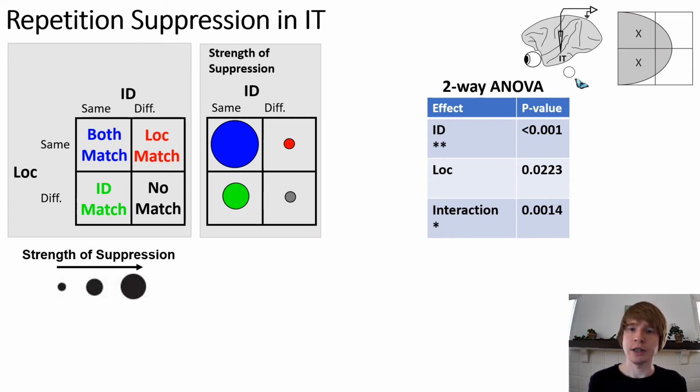strength of suppression in the both match condition was significantly stronger than the combined effects of identity alone and location alone. The pairwise comparisons of interest based on our predictions were whether or not there was significant suppression when only one feature, either identity or location, was a match to the prime versus the no match condition. A t-test comparing strength of suppression in no match to ID match revealed a significant effect of ID match alone. However, a t-test of the no match suppression to loc match suppression failed to reveal a significant effect.